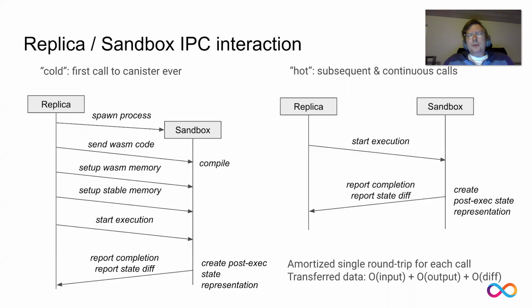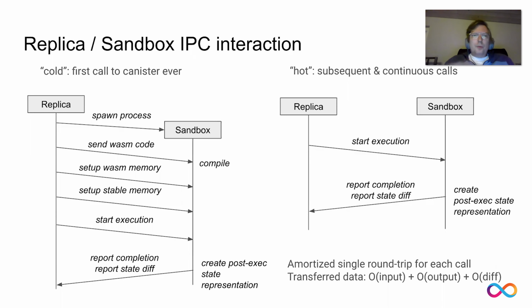Namely, if we do any subsequent calls, then the sandbox is kind of hot already, and that means when the replica needs to execute something on there, it can start execution. It will not upload any code or any memory anymore because the state already exists on the sandbox. The sandbox will report the completion and also create its post-execution state in its process, and will report to the replica. The replica gains all information to also create the same state that is in the sandbox, so that replica and sandbox again have a precisely mirrored view of the state of the canister.